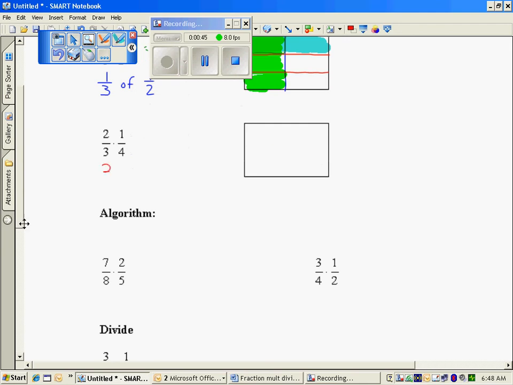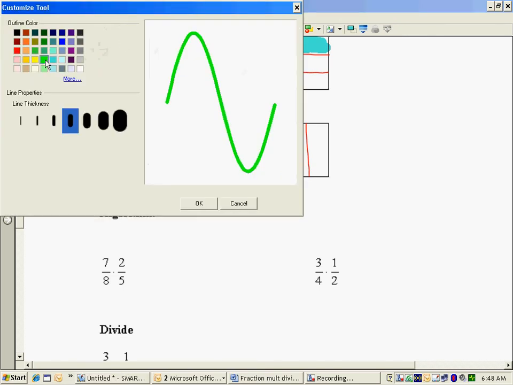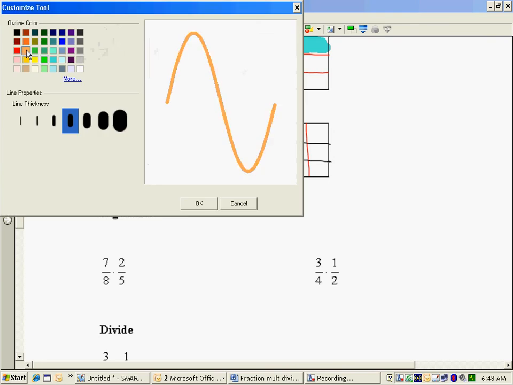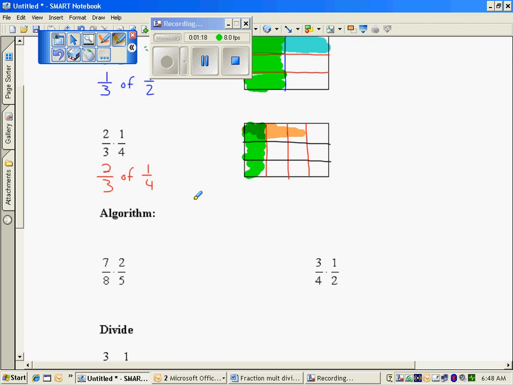I have 2/3 of 1/4. So first I need to get a fourth. So 1/4 of the diagram, one of the 4 pieces from the whole, and I want 2/3 of that. So I'm going to break my diagram into thirds, and I want 2/3 of that piece. So the pieces that result in the answer are these double shaded pieces.